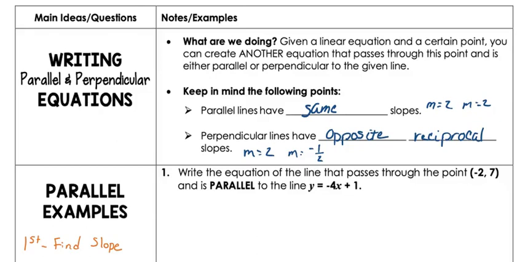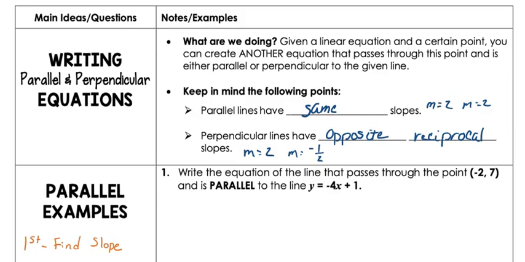Today we're going to be looking at using our information that we know about parallel and perpendicular lines and their slopes and taking that to write an equation for a new line. So given a linear equation at a certain point, you can create another equation that passes through the given point, the one that they're going to give you, and is either parallel or perpendicular to the first line you've been given. So again, keep in mind parallel lines have the same slope, whereas perpendicular lines have an opposite reciprocal slope.